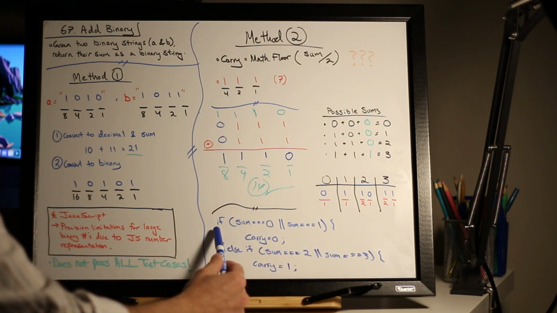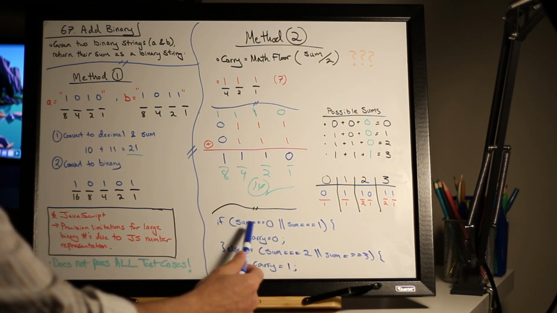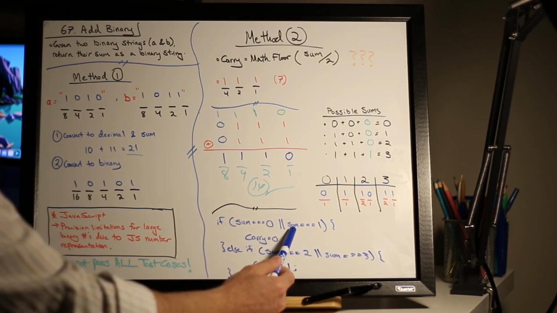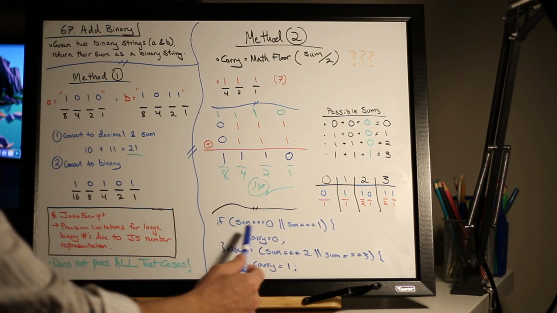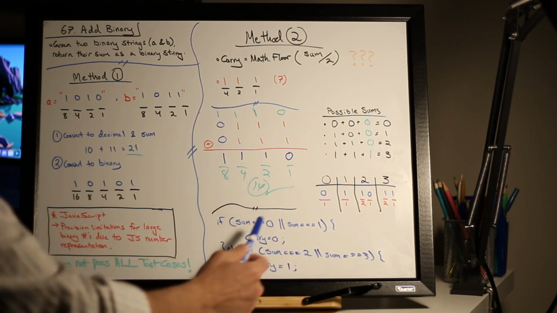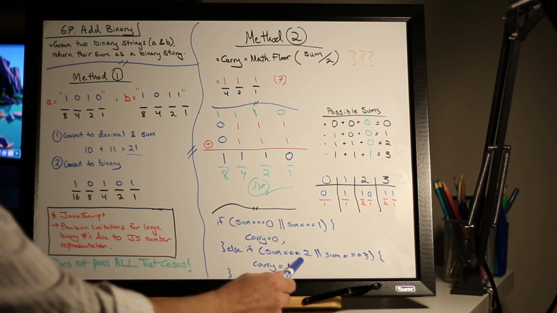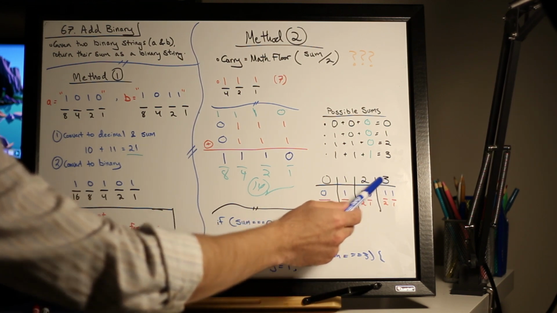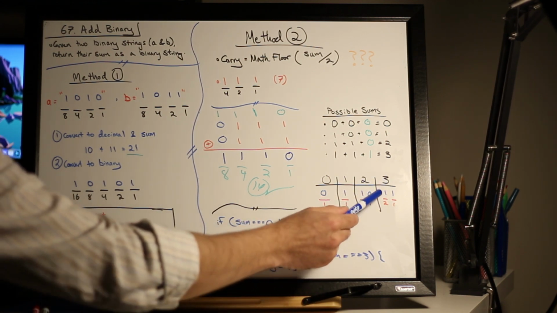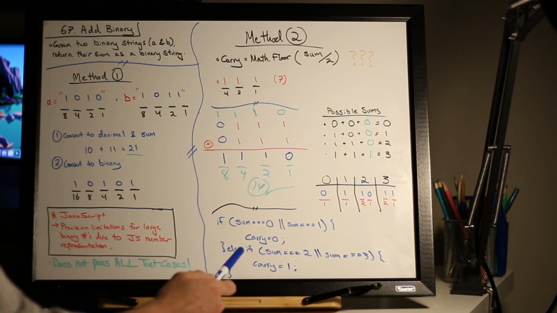So if I just translate that to an if statement, if the sum is equal to 0 or if the sum is equal to 1, then our carry is going to be 0, as we can see here. Otherwise, if the sum is equal to 2 or if the sum is equal to 3, then we're going to have a carry of 1. I hope that provides a bit more clarity.